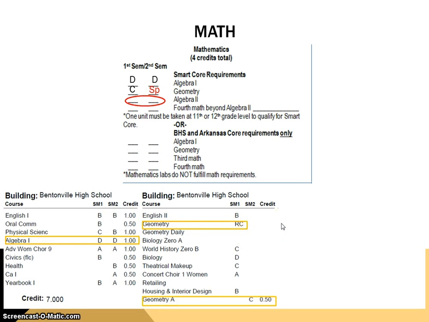So this student might be recommended for the course called Bridge to Algebra 2, in which case they would not be SMART Core and they would complete BHS requirements instead, because their third math would be Bridge to Algebra 2 and their fourth math is going to be Algebra 2 instead of a fourth math beyond Algebra 2. So that's going to move this fourth math down to the bottom. So the student would not be SMART Core. They would be completing a BHS regular general diploma.